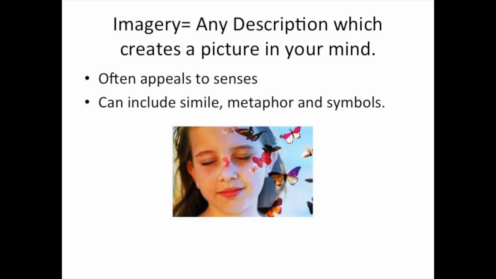The next thing you look at then is the imagery in the poem. And imagery includes any description in the poem which creates a picture in your mind. Imagery often appeals to the senses. Images in a poem can also include similes, metaphors, and of course symbols.